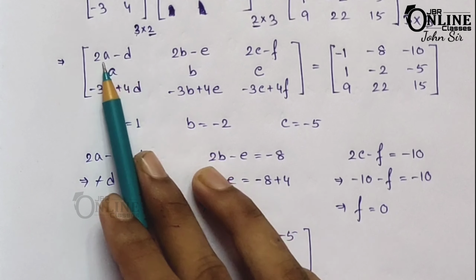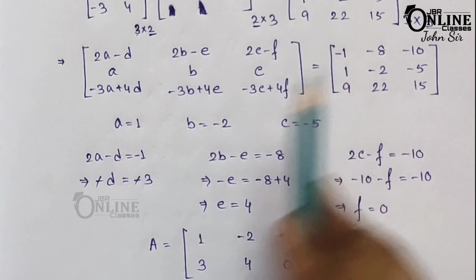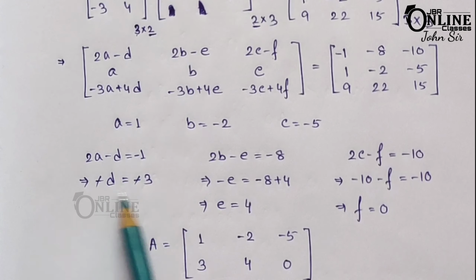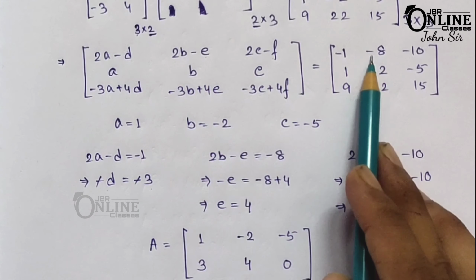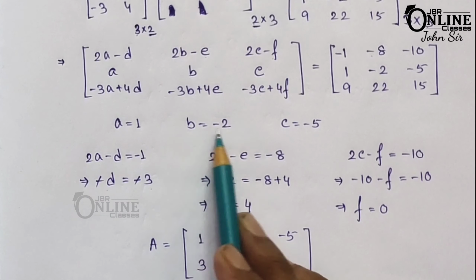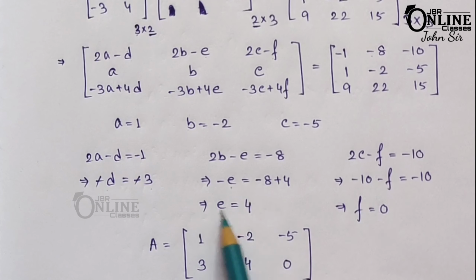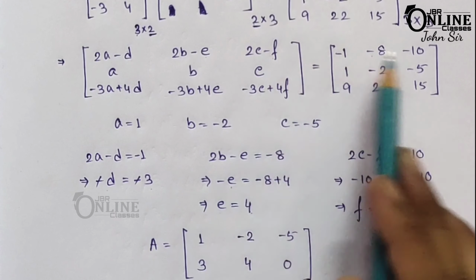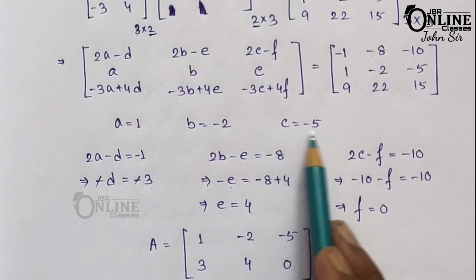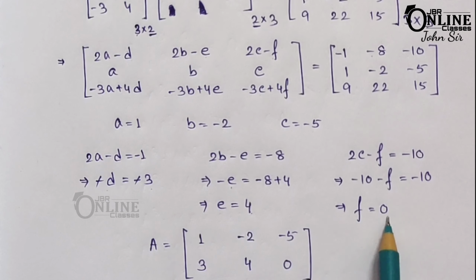As here 2A minus D equal to minus 1, A equal to 1, then from that D equal to 3. It's very easy. 2B minus E equal to minus 8. As B equal to minus 2, so E equal to 4. Next, the last one, 2C minus F equal to minus 10. As C equal to minus 5, so F equal to 0. Then the required matrix equals 1, minus 2, minus 5, 3, 4, 0, which is your answer.